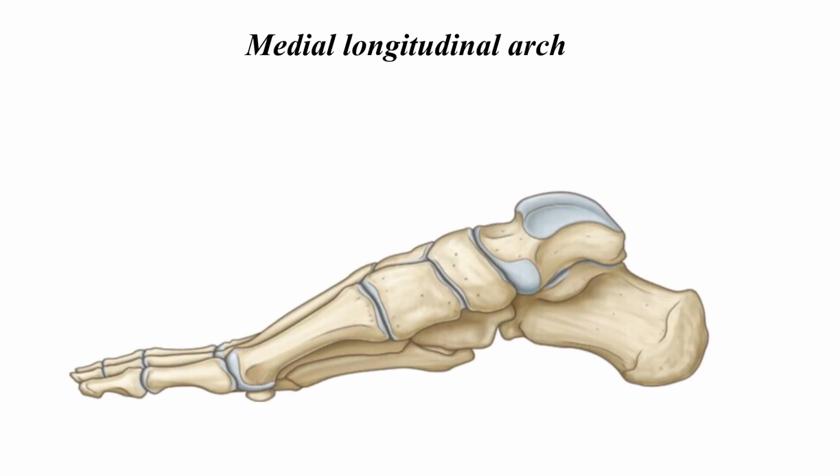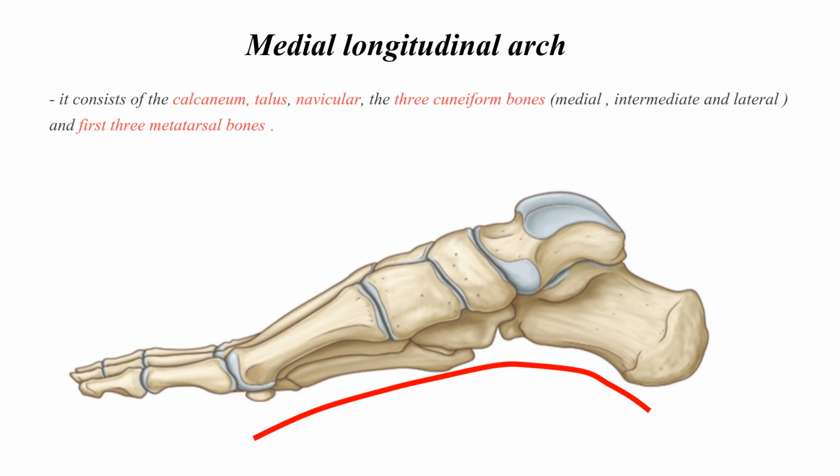The medial longitudinal arch of the foot. This is the medial view of the right foot. This is the medial longitudinal arch. This arch is formed by the calcaneum, the talus, the navicular, and the three cuneiform bones, in addition to the first three metatarsal bones.